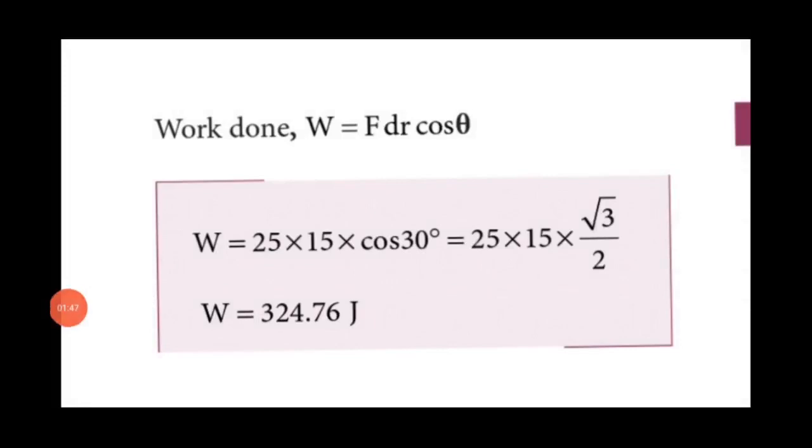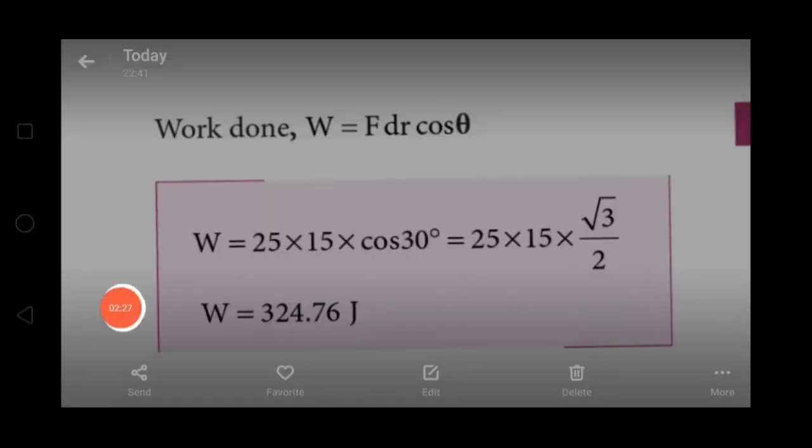The work done, W is equal to F dr cos theta, as we already discussed. In place of F, dr and cos theta, we substitute the values. F is 25, dr is 15, and cos 30 degrees is root 3 by 2. We substitute that value, multiply 25 into 15, and then multiply with root 3 by 2 to get the answer as 324.76 joule. That is the work done calculated for example problem 4.1.